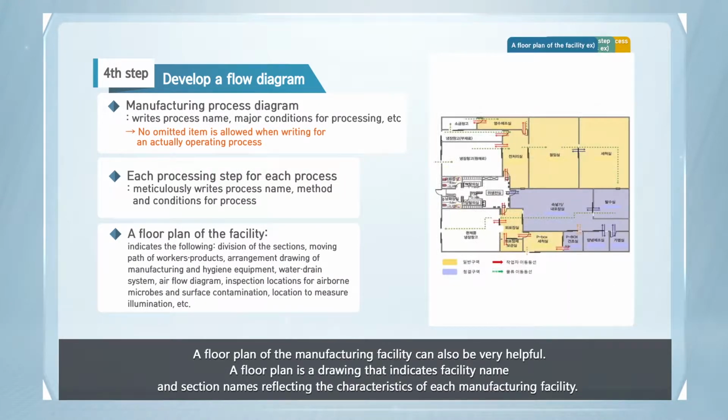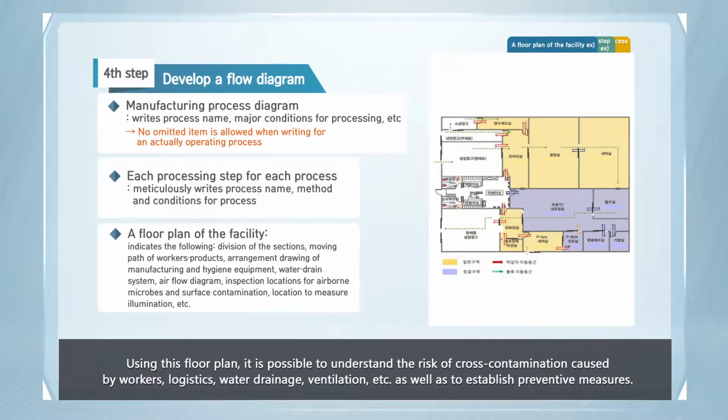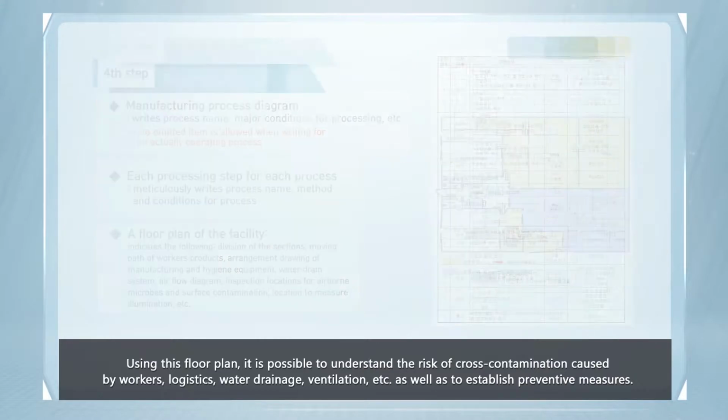A floor plan of the manufacturing facility can also be very helpful. A floor plan is a drawing that indicates facility name and section names reflecting the characteristics of each manufacturing facility. Using this floor plan, it is possible to understand the risk of cross-contamination caused by workers, logistics, water drainage, ventilation, etc., as well as to establish preventative measures.